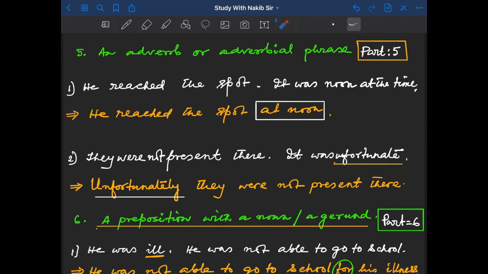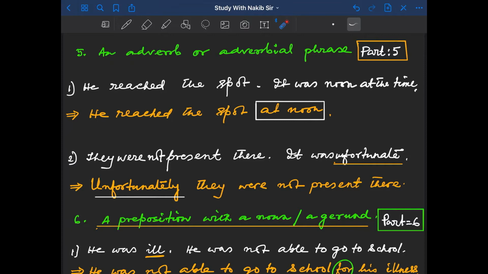Two or more simple sentences can be combined into a single simple sentence by using an adverb or adverbial phrase. It is originally part 5. If you want more detailed discussion, go to part 5 of the original lesson, joining of sentences, for the students of the West Bengal board and the ICSE board. Okay, now come here, an adverb or adverbial phrase. You know what an adverb is. An adverb is a part of speech that indicates time, place, manner, cause, effect, condition, concession, comparison, purpose.